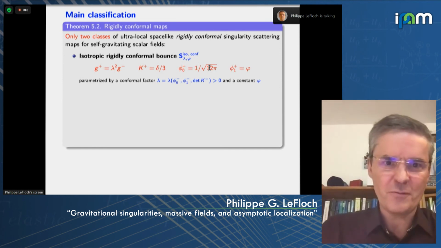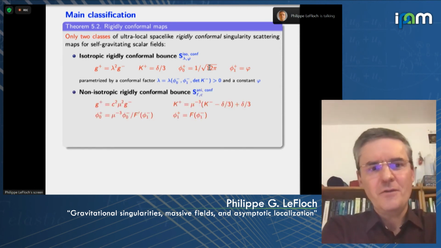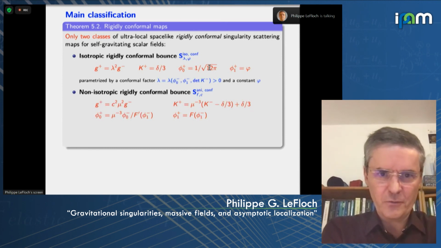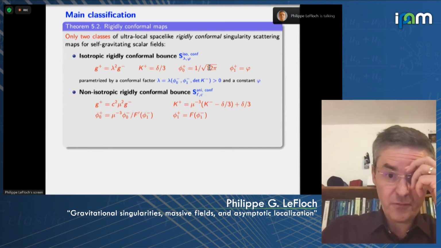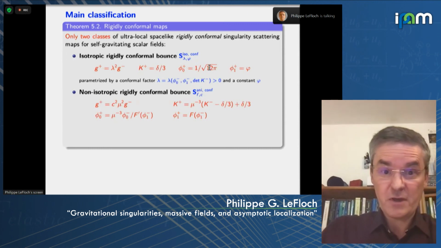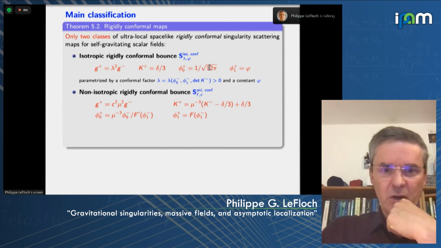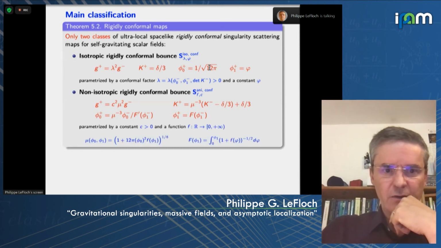This is one possibility. The second possibility is a non-isotropic, rigidly conformal bounce, where, again, the metric is a conformal multiple of the metric before. But now there is an effect of the trace-free part of K, which is also multiplied by a certain factor, we call it mu, and also there is a certain change of the matter.